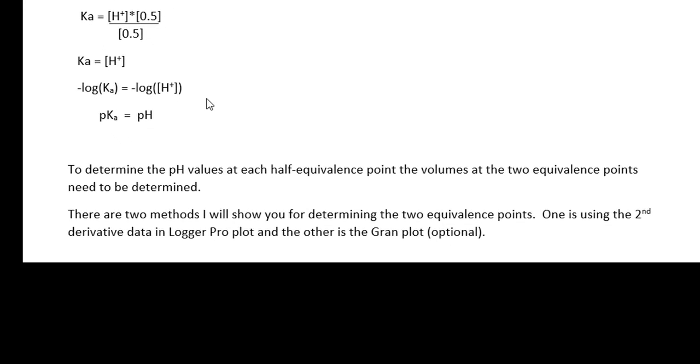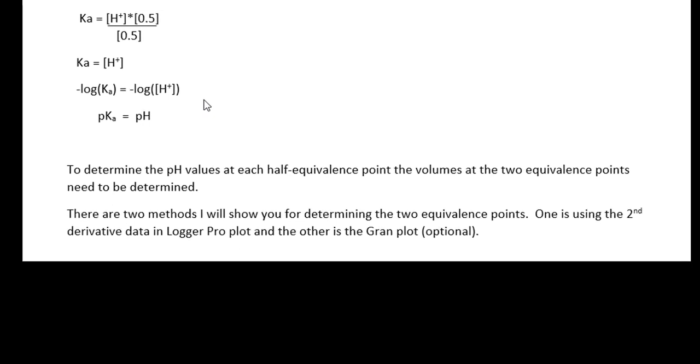So let's just say, for example, we have a monoprotic weak acid. If you start with 1 molar acid and you consume half of that, you're at half equivalence point. If you look at the equilibrium constant expression for a weak acid, and then you substitute in the equal values of the conjugate base and weak acid, you see that those two terms cancel out and you're left with Ka equals H plus. Then if you take the negative log of both sides, you'll end up having pKa equals pH.